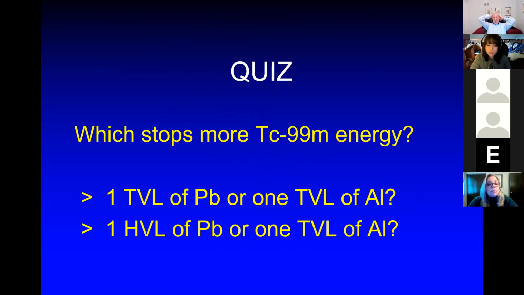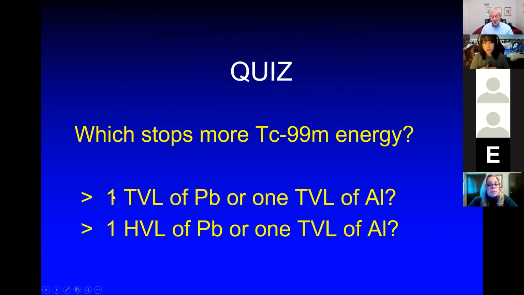Okay, now let's look at the bottom line on this slide. Which stops more technetium energy? A half value layer of lead, more dense, or a TVL of aluminum, much less dense? The TVL. Of course it does. How about the first one? Which stops more, a TVL of lead or a TVL of aluminum? Are those the same? They're going to be the same. A TVL is a TVL.